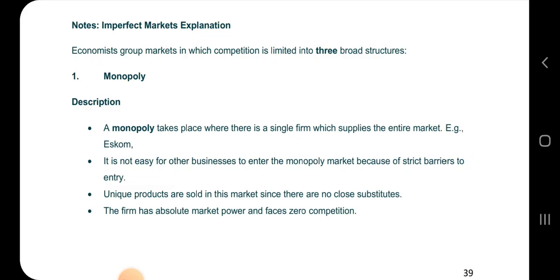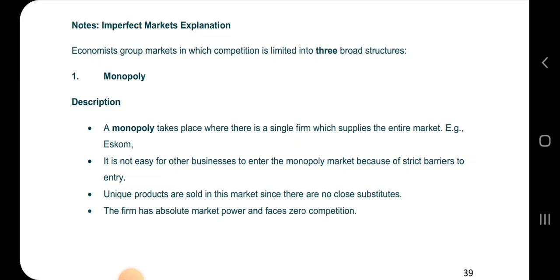A monopoly is a one-man show, honey. No competition, zero. So like Eskom. Eskom in South Africa is not competing with any other type of business. So it's the only supplier in that market. While there may be many sellers, the firm, the supplier in the monopoly, is one. So think about a business which has monopolized, does not have competition, has restriction.